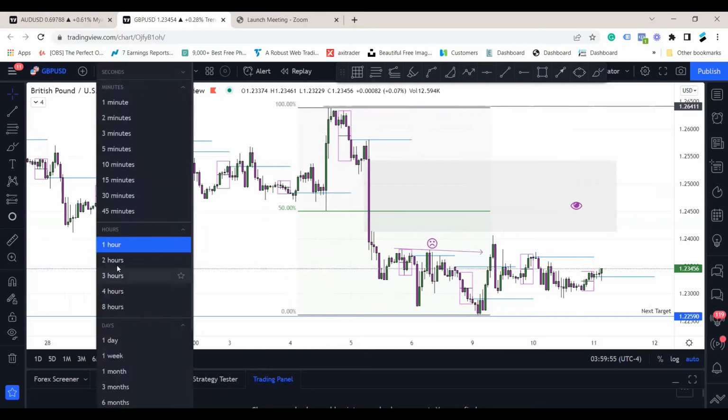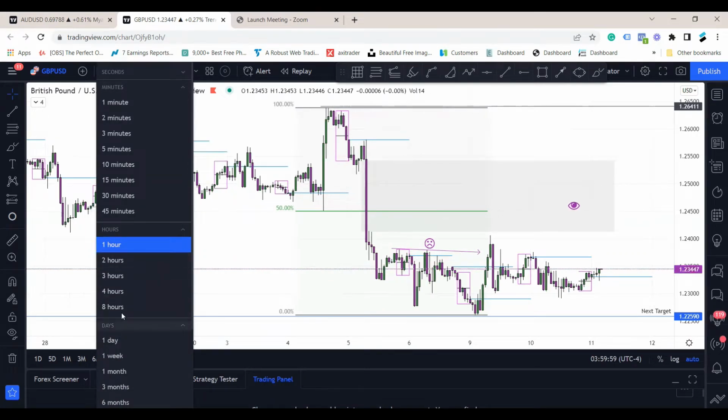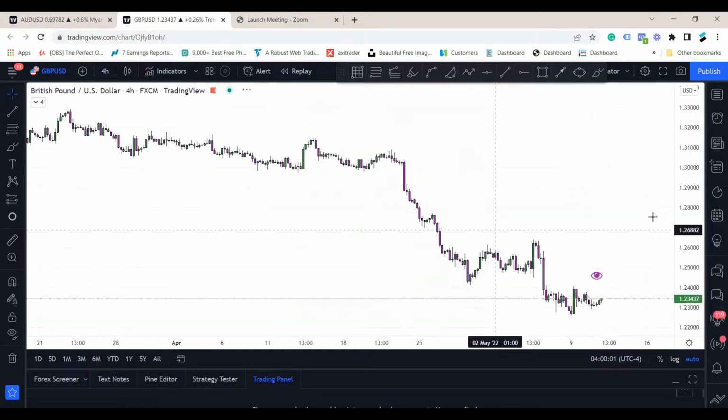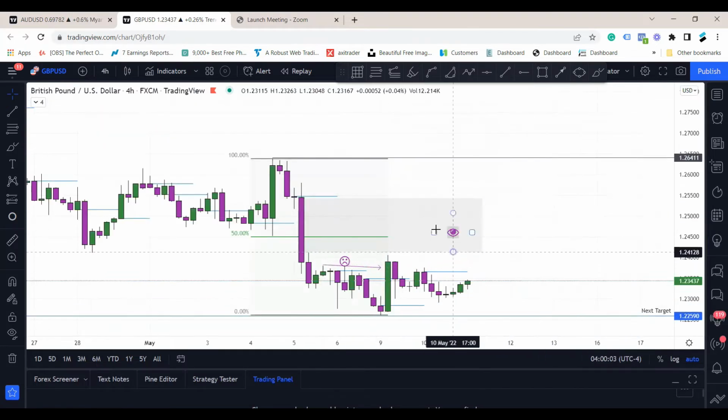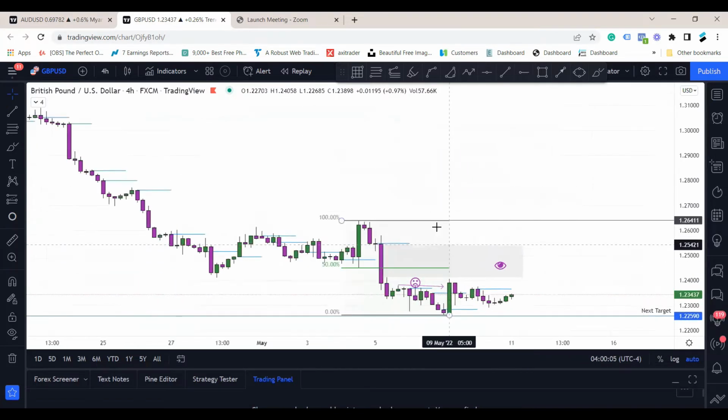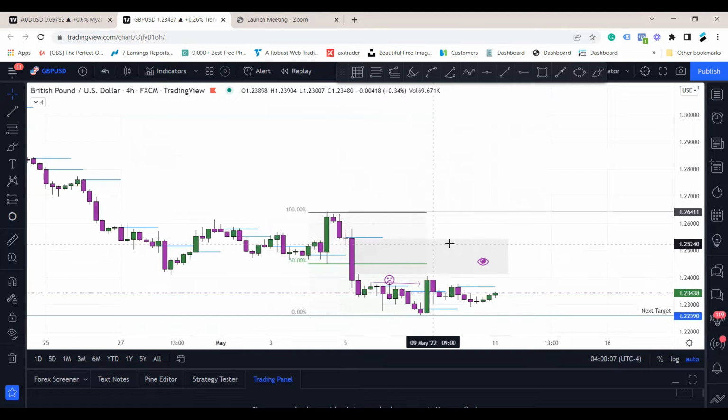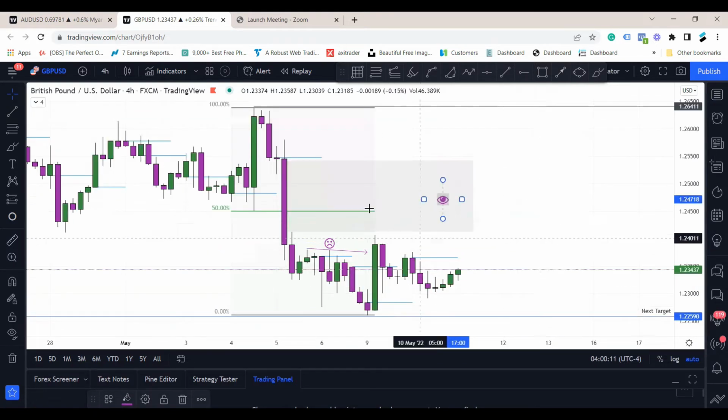Okay, let's take a look at this British pound dollar. Now, on the higher time frame, the 4-hourly, I can see that we are bearish. This is the zone I pointed out yesterday, the zone I'm watching to sell.